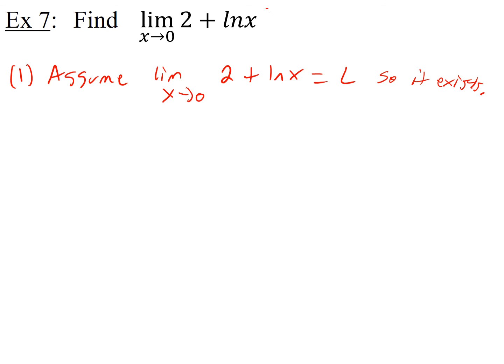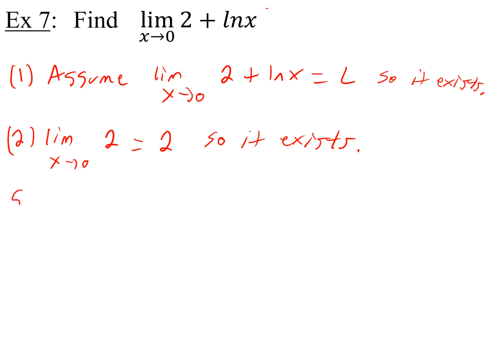I'm going to basically subtract 2, and then the limit, if you subtract 2, you just get natural log x. So I have to write something about 2. The limit as x goes to 0 of 2, we know that exists. That's limit law 7. It's equal to 2, so it exists. So by laws 1 and 2, if I subtract these functions, that limit will exist.